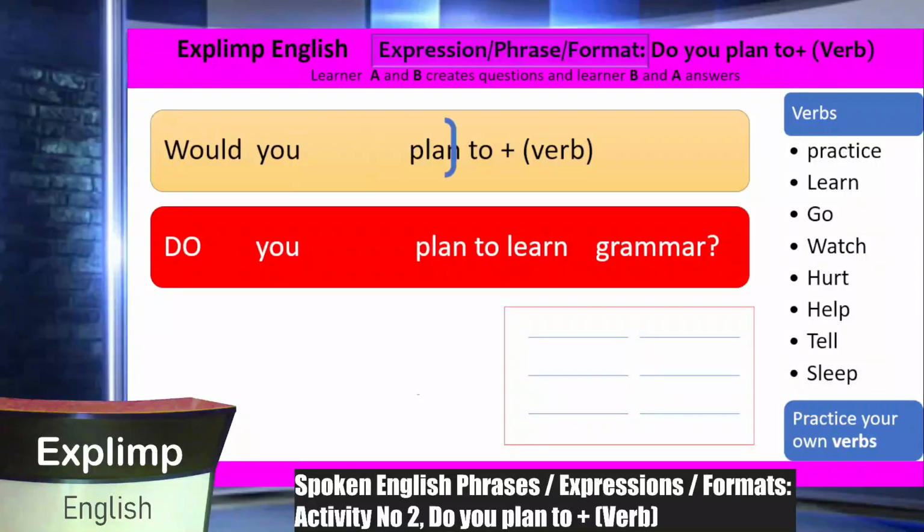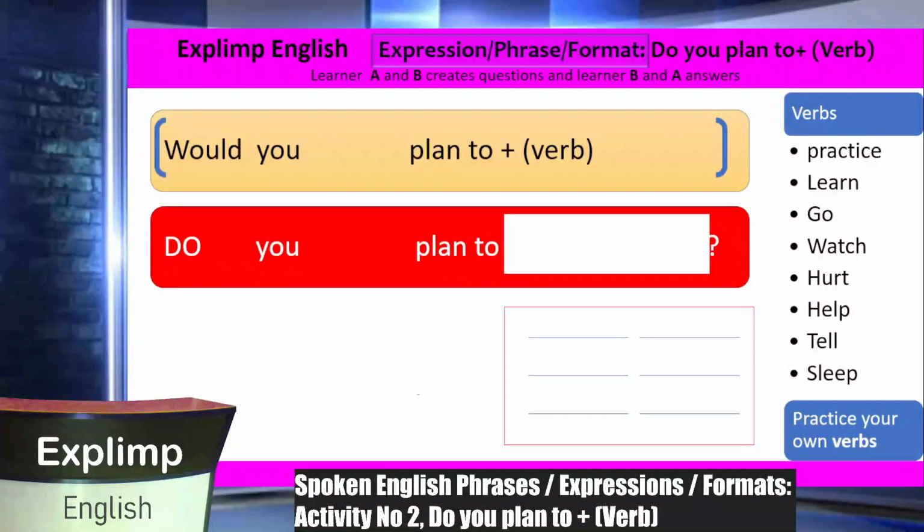But if we want to create more and more questions on this phrase, definitely we will hide this place. Why? Because here we could add more and more verbs. So the first question could become, do you plan to go to Islamabad or Karachi or Canada? Wherever you want, you could mention the name after the verb go.